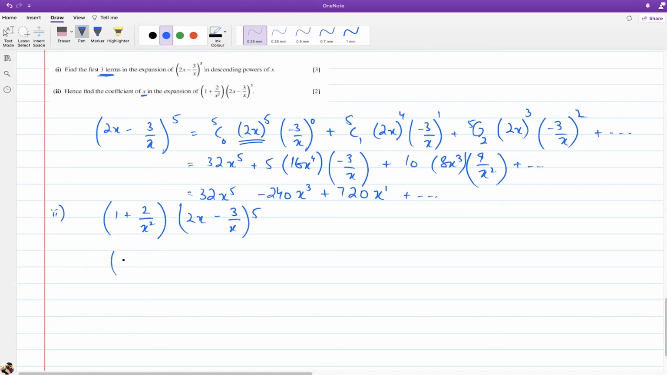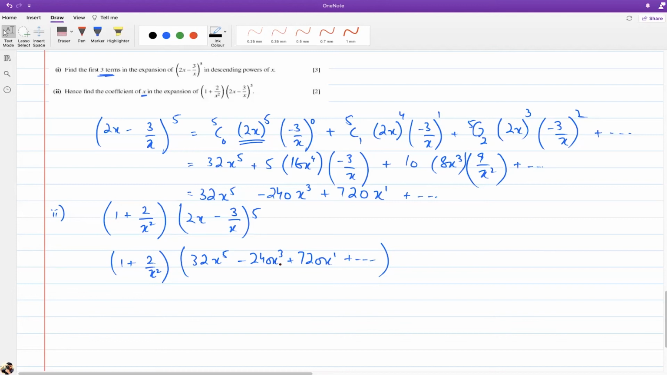Now look at this carefully. This is this, and this thing is, of course, 32x power 5 minus 240x power 3 plus 720x power 1 plus whatever. I can easily multiply the whole thing and then figure out the power 1 term and take that out. That will be a really stupid way, honestly. What's a better way? A smarter way would be to think of when exactly will I get power 1. I'll get power 1 if I already have power 1. Or I'll get power 1 when something cancels out to give me power 1.